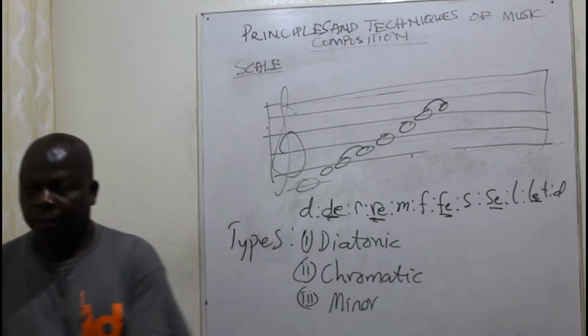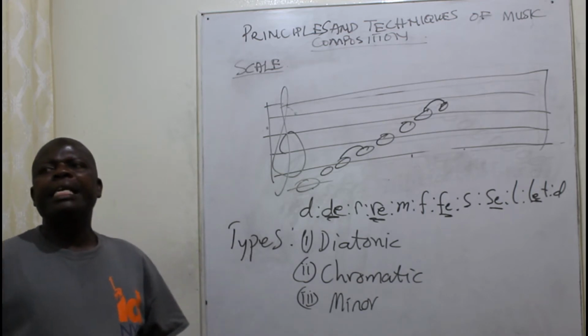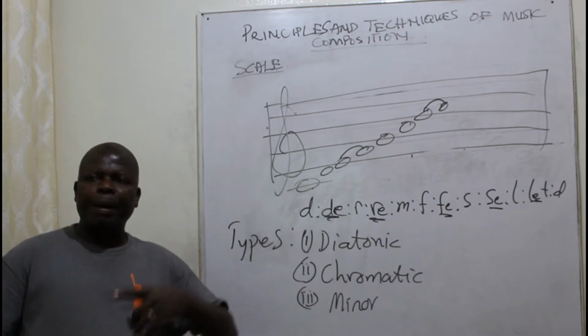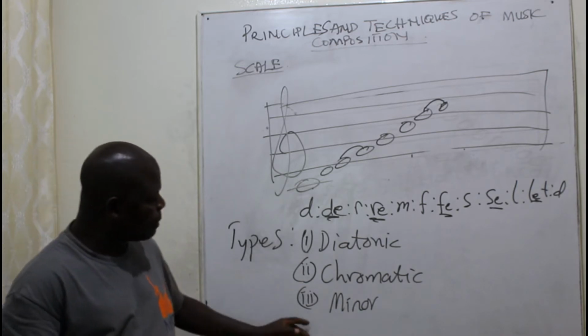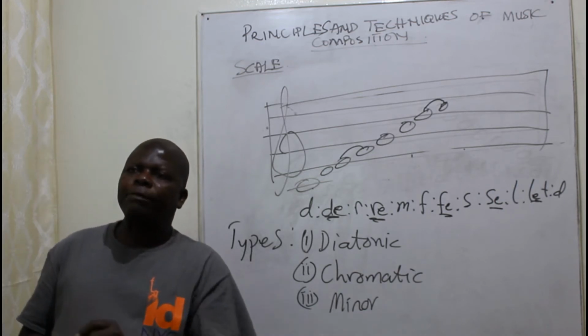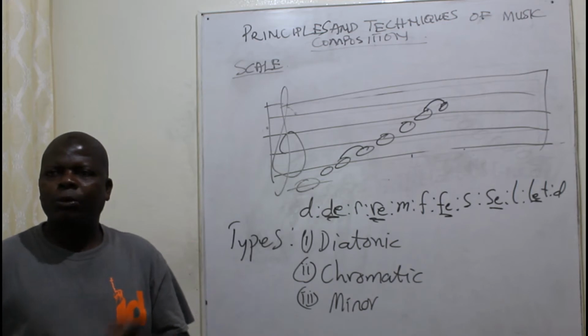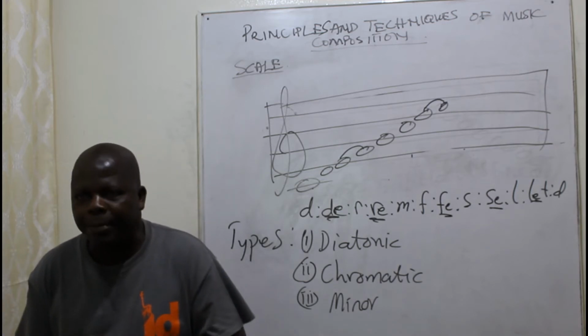Minor scale. The minor scale begins with the supermedian. Very soon, at the next point, we are going to talk about the technical names, so you get to know them. So the minor scale starts from the supermedian note and ends on the same supermedian.